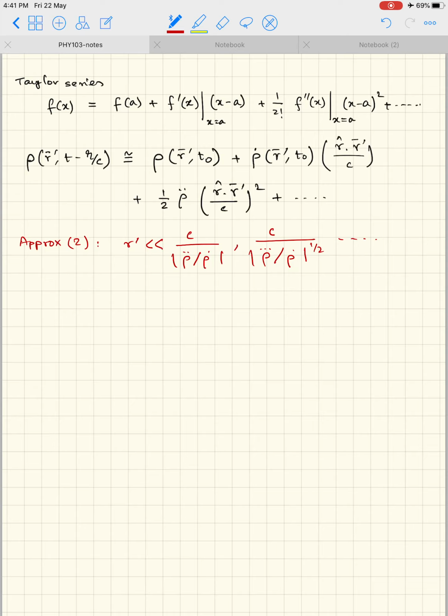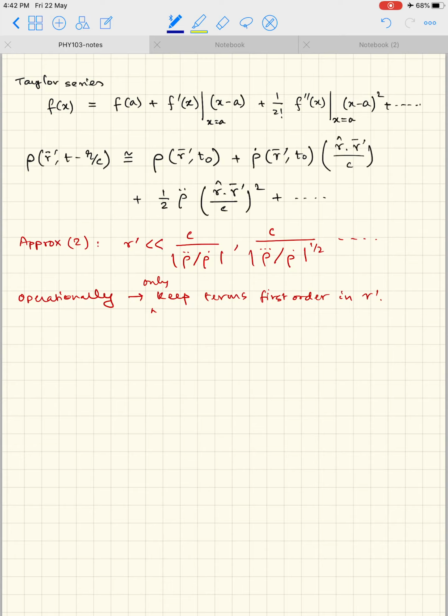So operationally, this just means keep only terms first order in r primed. Okay, so that is what this is operationally. So if we just do this, and if we plug this back in, so this is what we have.